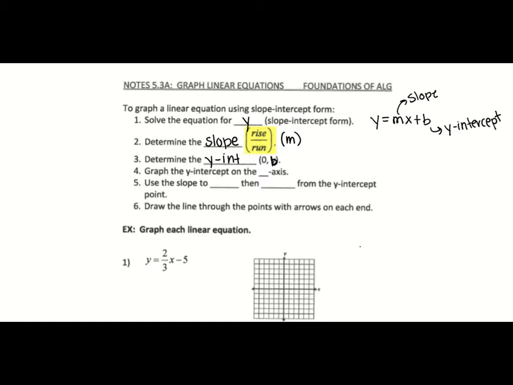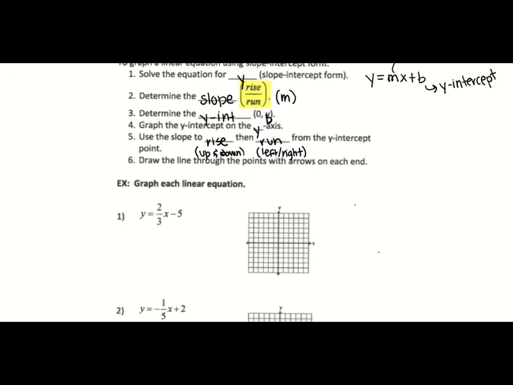Then we are going to graph the y-intercept on the y-axis. Use the rise over run. Our rise is up and down our y-axis. Our run is left and right on our x-axis, and then we are going to draw through the points with arrows on each end. So it'll get a little easier as we look at some examples.